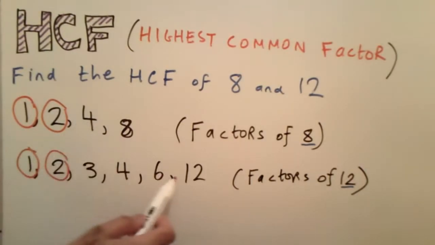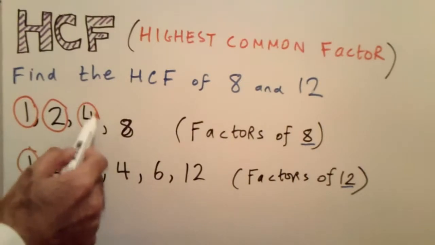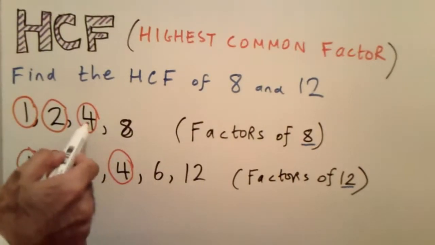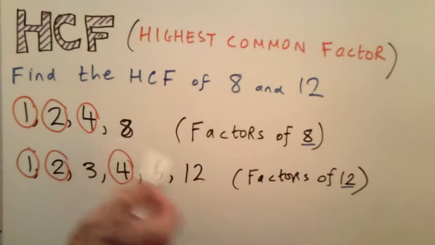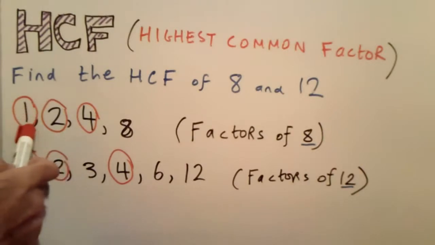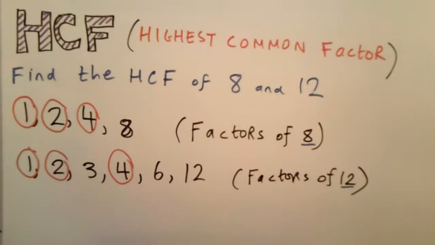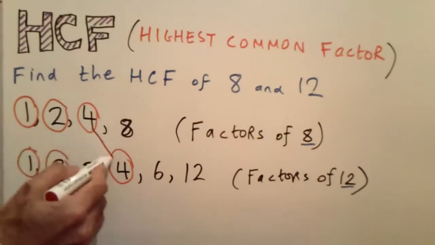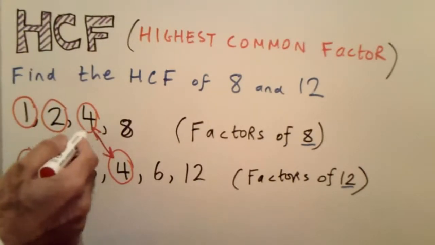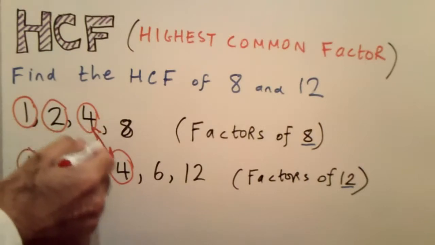Any other number? Yeah, there's a 4. 4 is in both of these lists. Any other number? That's it. So now, what would be the highest common factor then? Now that we've found all the common factors, the highest common factor would be 4, because that's the highest common number here.